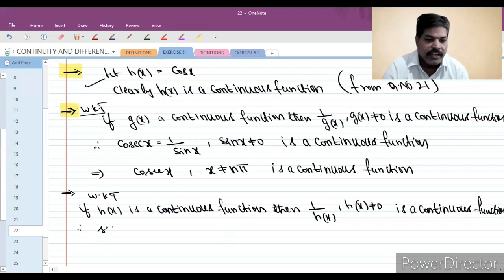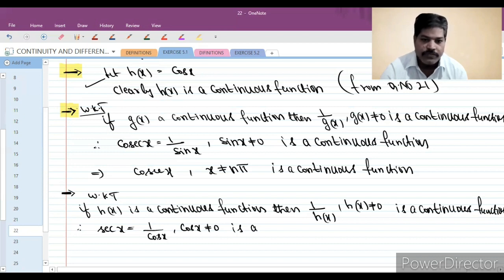Secant x, what is the meaning of the secant x? Secant x is nothing but 1 by cos x, comma, cos x not equal to 0, is a continuous function. Why? Because 1 by cos x is automatically a continuous function when cos x is not equal to 0. So it is a continuous function.